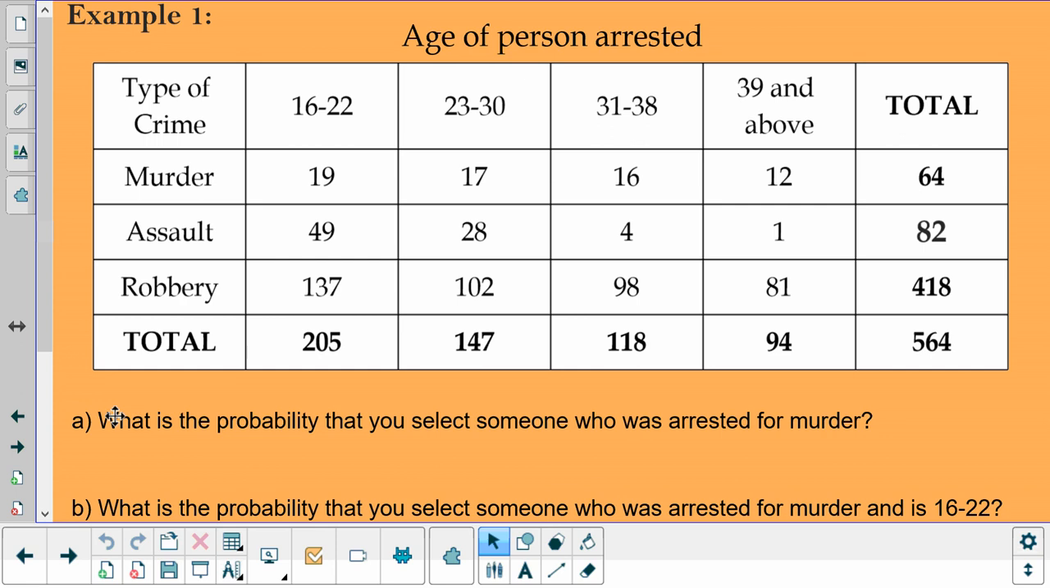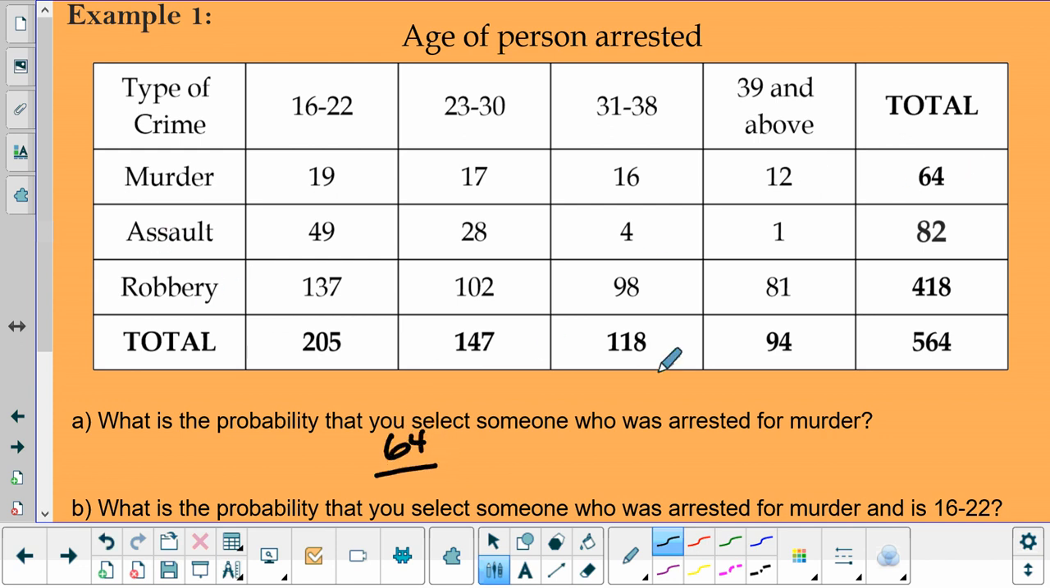Okay, so it says, what is the probability that you select someone who was arrested for murder? Plain old, simple, one thing to look at. So I'm looking at the number of people arrested for murder, the total of that whole row, which is 64, and the total of the whole table, which is 564. Basic probability here. This is like Unit 3, Lesson 1. No conditions are present, no multiple probabilities at the same time, none of that. So 64 divided by 564, I get 0.113 for my decimal.